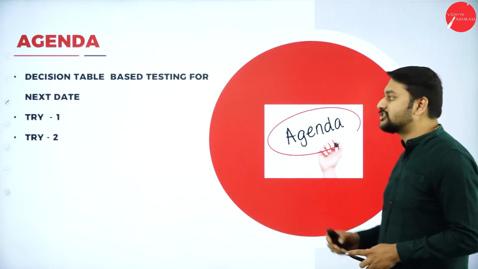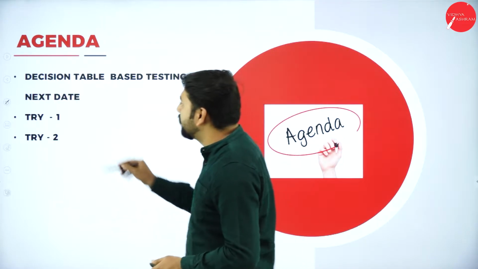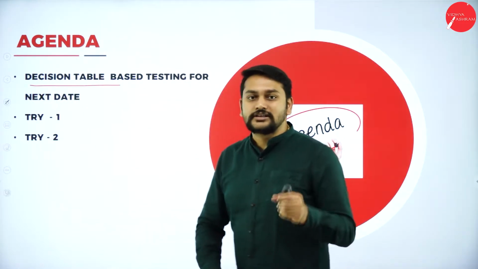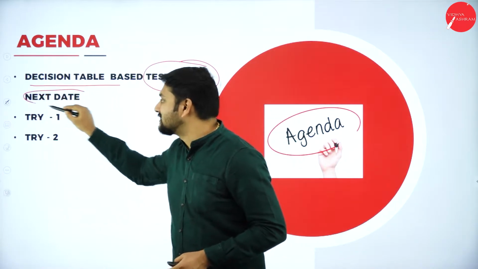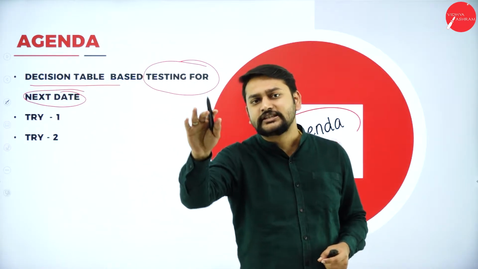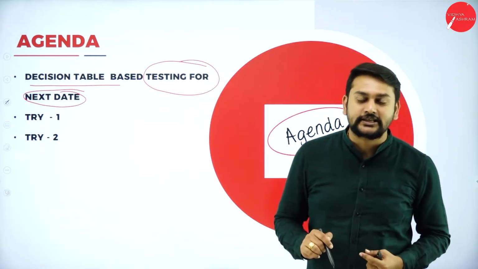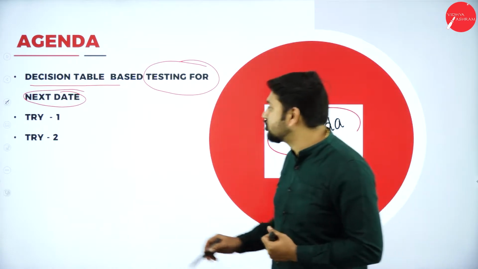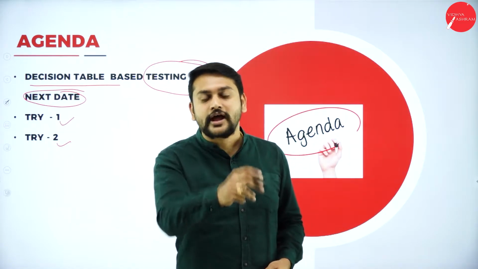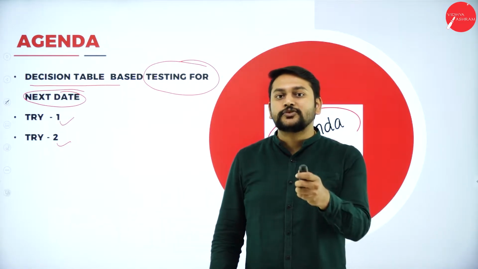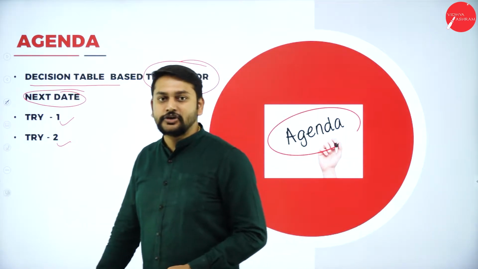So what will I be discussing in today's session? I will be discussing one of the important topics with respect to the decision table, that is the problem of testing for the next date. When it comes to this problem, we will have 3 tries. I will be discussing the first 2 tries in this session, that is try 1 and try 2. Without wasting much of your time, we are getting into the session.